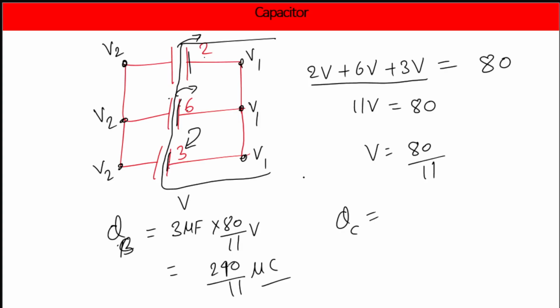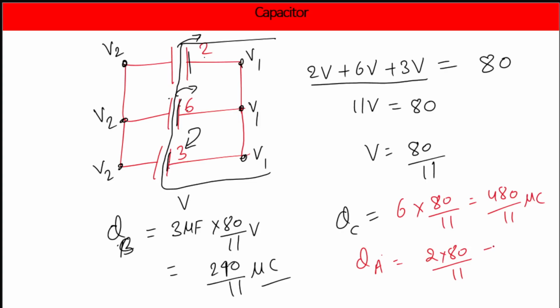On C if you write finally, आप लिख सकते हो C पे charge कितना जाएगा, 6 into potential difference, how much we got, 80 by 11. So this will be 480 by 11 microcoulomb, and charge on A will be equal to 2 into 80 by 11. So this is equal to how much? 160 by 11. And this charge must add up to the initial charge on the system.